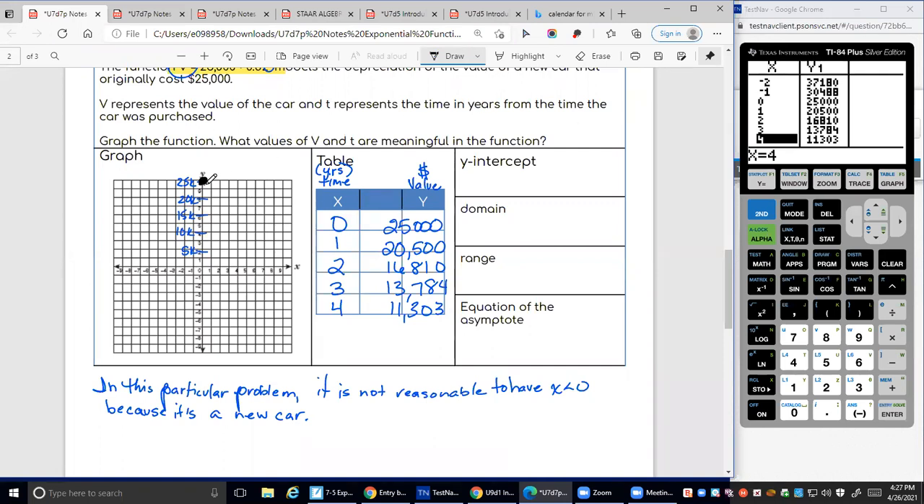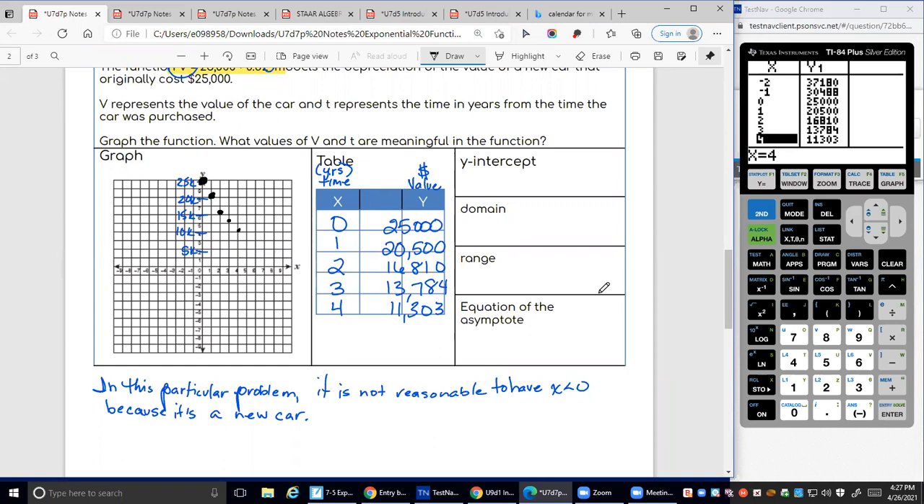All right. And then after 1 year, that car was only worth about $20,500. And then the second year, $16,810. And 3, you got 13. It's around here somewhere. And then year 4, you got 11.3. You got something like that, right?